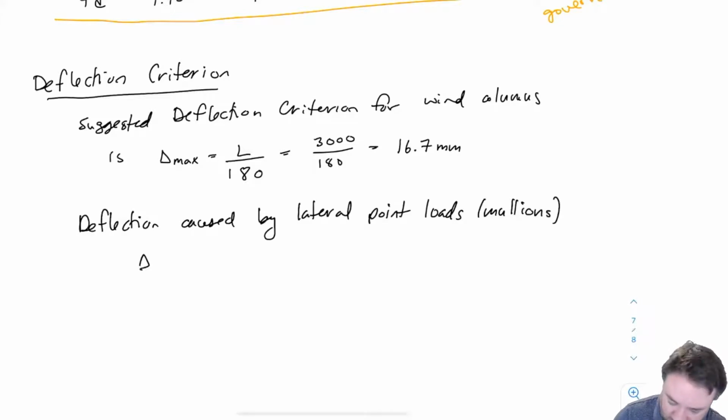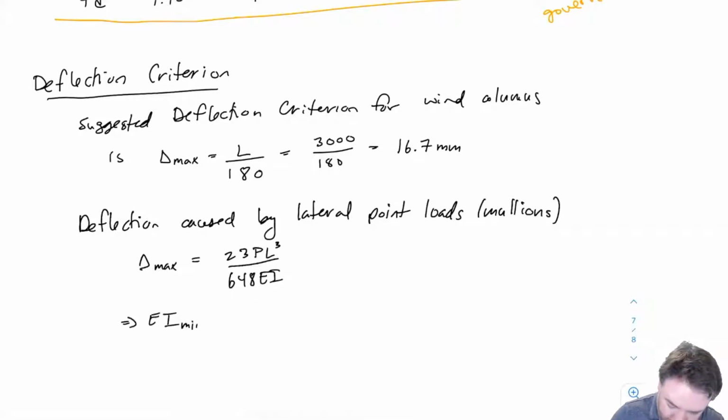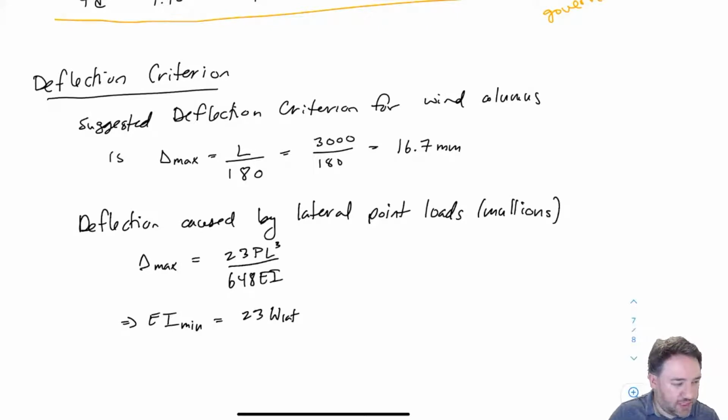I'm going to rearrange this equation to solve for my minimum EI. If I rearrange that equation for EI to get a minimum EI, I'm going to get this, where W lat is the same as my P. So P is my lateral load, that 30 kilonewtons.